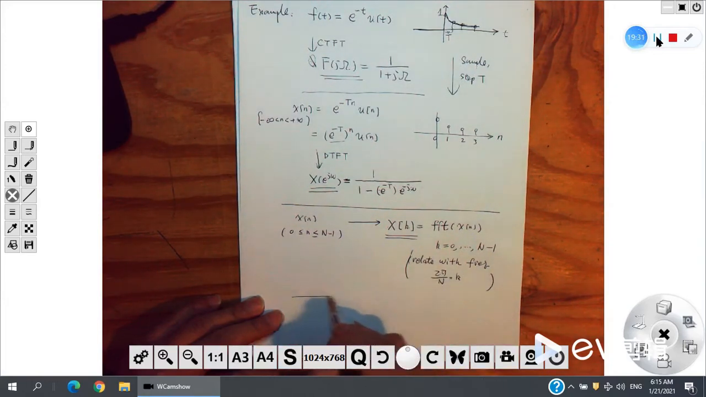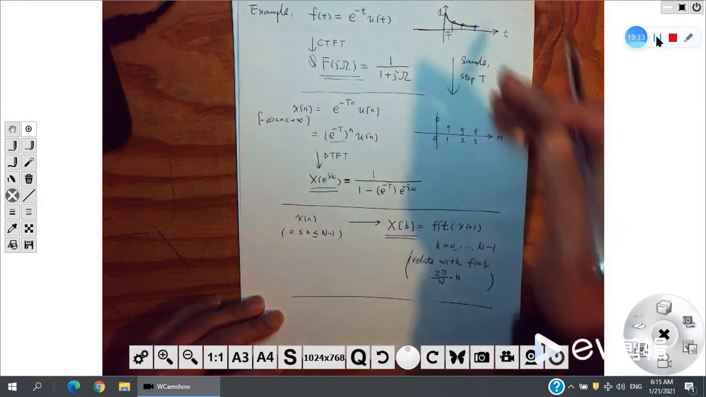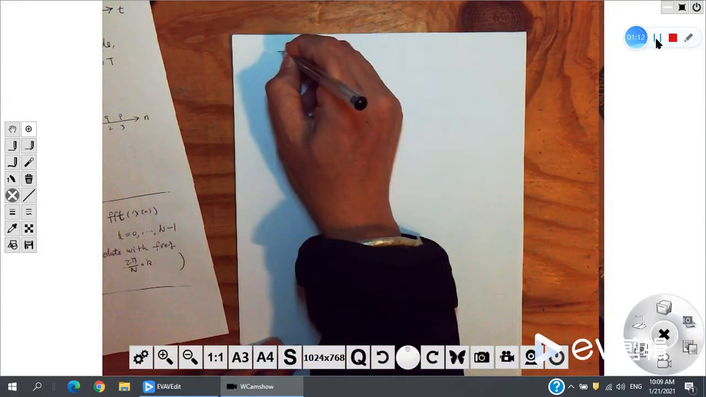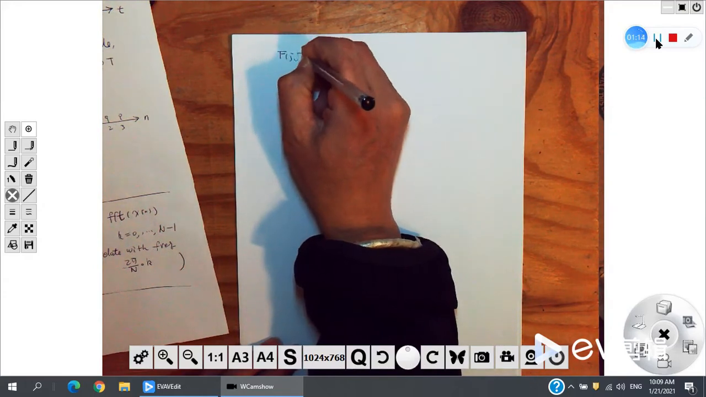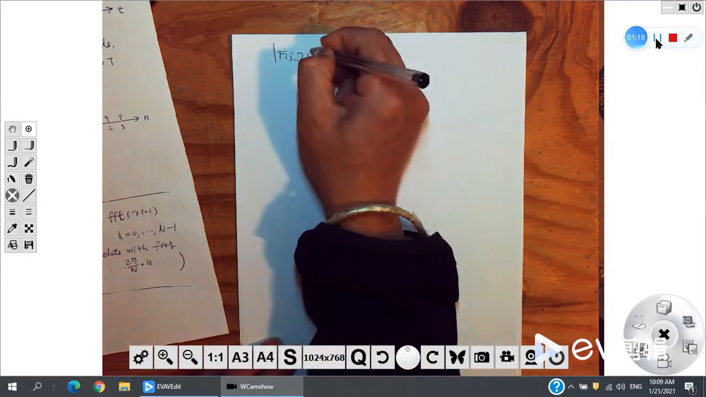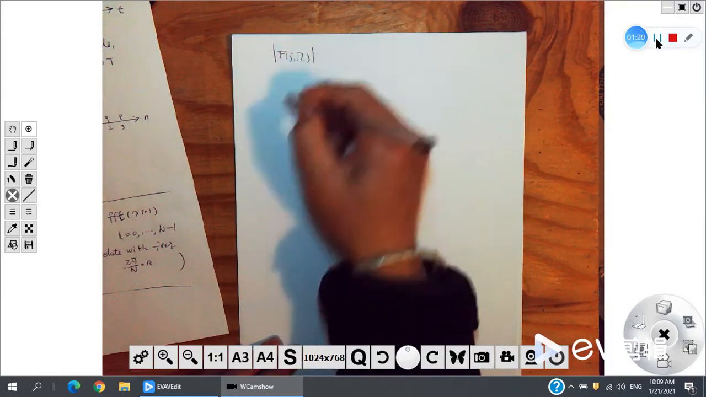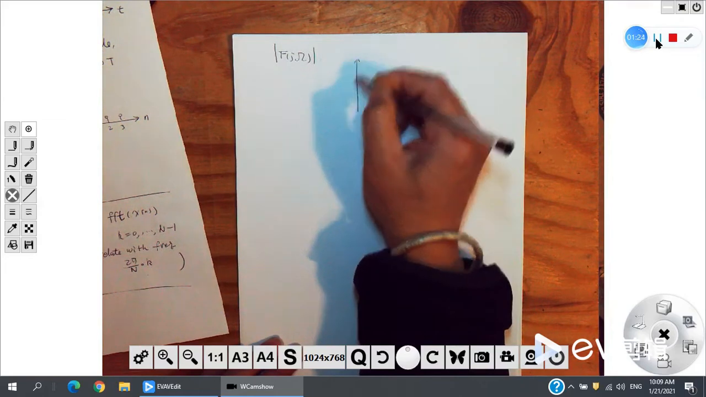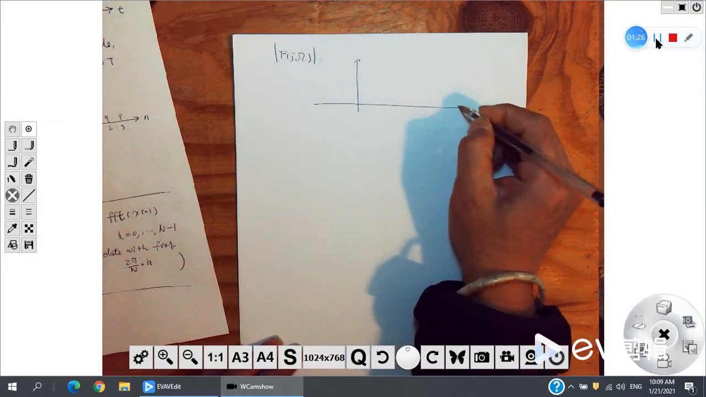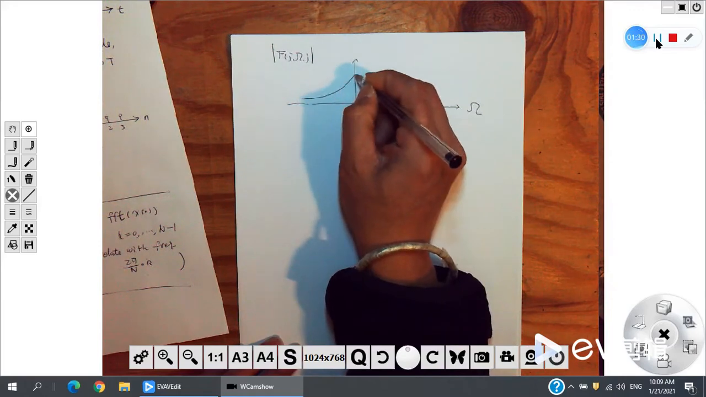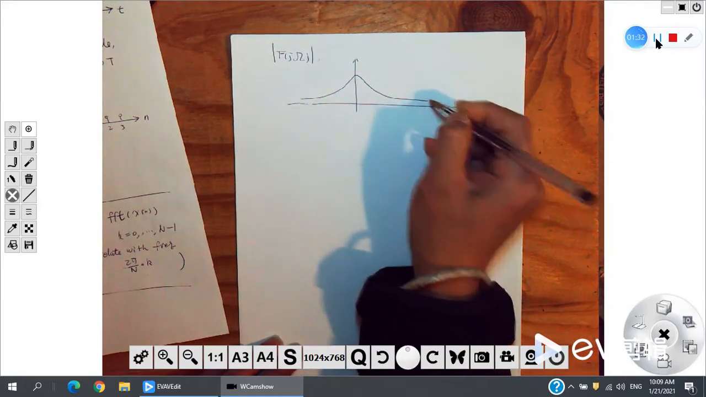Okay, we have these three. Then how do they look? So these three graphs will look like this. The F of j omega, actually this is a complex value, right? All these are complex values, so I check the magnitude of it in terms of omega. So it will look like this.